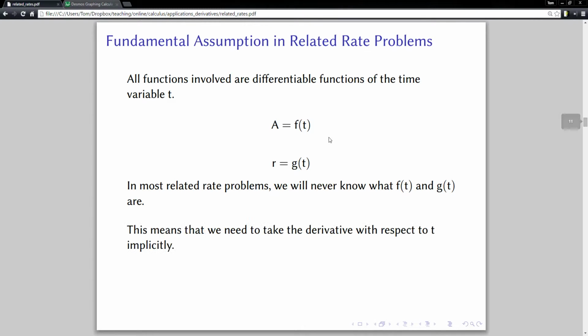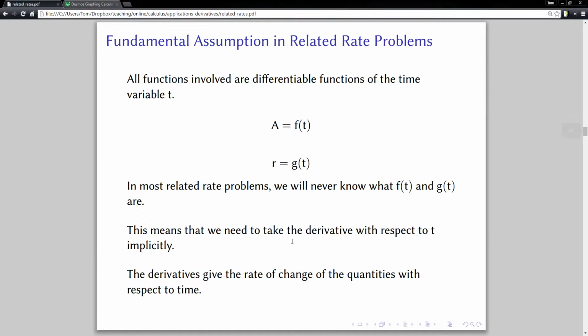All right, and since we never know what f of t and g of t are most of the time, what that means is that we're going to need to take the derivative, right, implicitly with respect to time. We won't know what the formula is. We won't know what the formula here is, so we'll have to take the derivative implicitly.